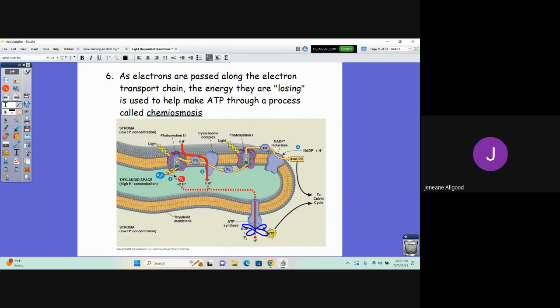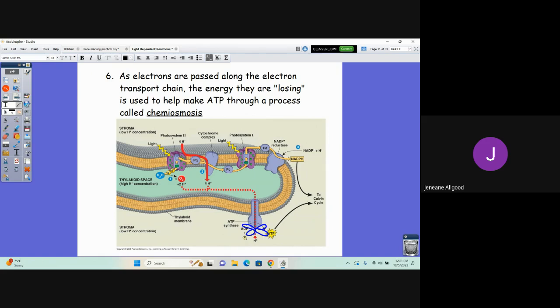are losing energy. That's why you have me showing you in a downward fashion, like going down a set of stairs. Okay, but we know that energy cannot be created or destroyed, so the energy they're losing has to go somewhere, and it is going to be used to make ATP through a process called chemiosmosis. And really that just involves building up an H plus gradient.